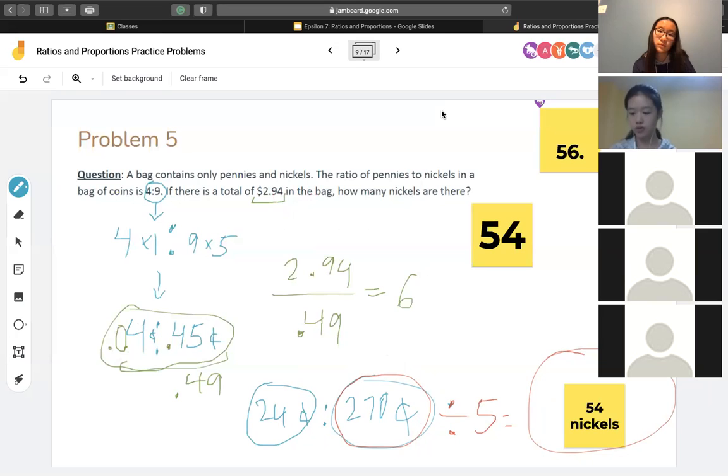So then using this, we can find the number of nickels by taking the amount of money in nickels and dividing it by 5, because each nickel is worth 5 cents. So after we do that, we find that we have 54 nickels. So does that help? Yes. Okay, thank you. You're welcome.